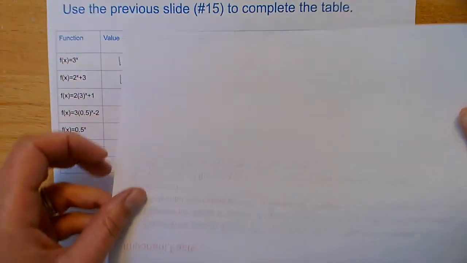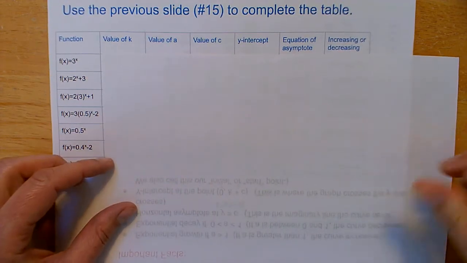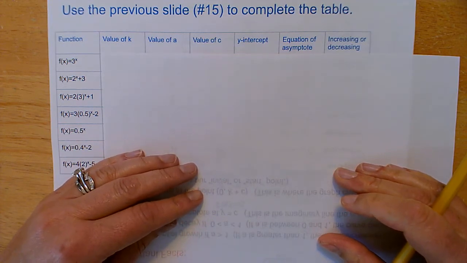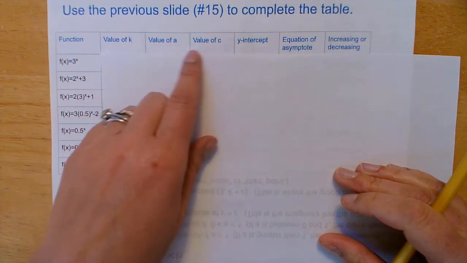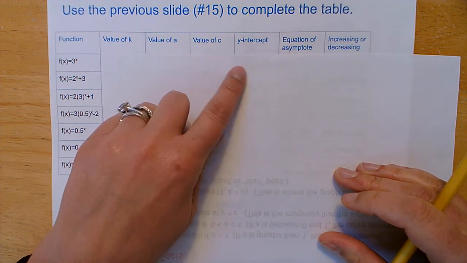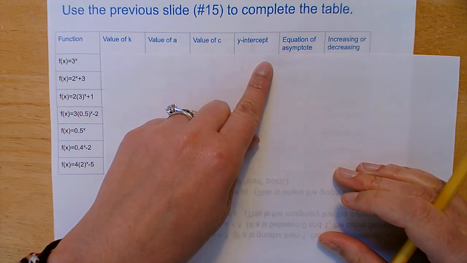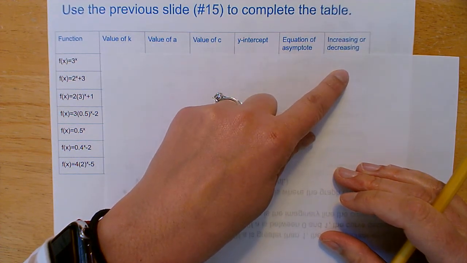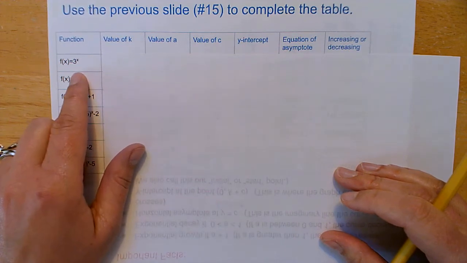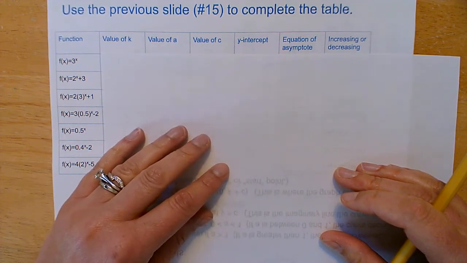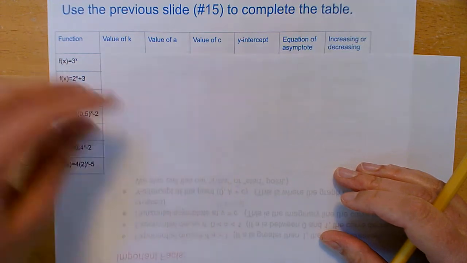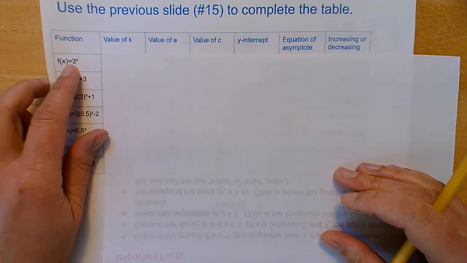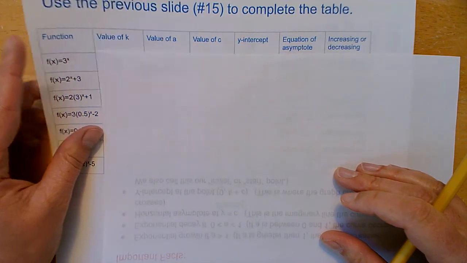Now, what you're going to come to is this table right here. What we're going to do is find the values of k, a, and c. And when we do, we'll be able to find where it intersects the y-axis. We'll be able to find the asymptote, and we'll be able to tell if it's increasing or decreasing. So we're going to go through these step by step, and we're going to fill this table out. However, all the answers are on this table, so I am just going to start with this first one right here. The first one we're going to start with is f of x equals 3 to the x.